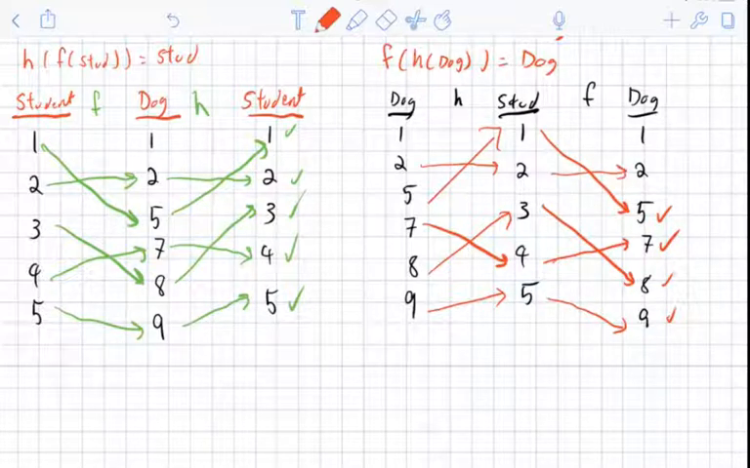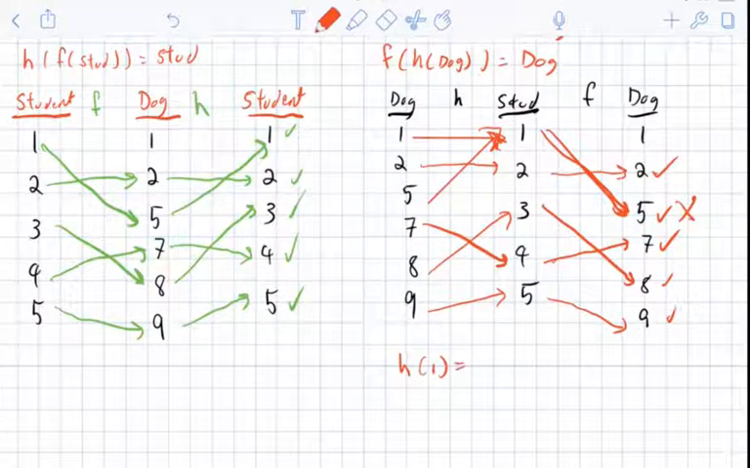Oh, wow, it's looking pretty good. Dog number 1 goes to student number 1. And student number 1 goes to 5. What just happened? H of 1 is equal to 1. Put that in our F function, and we get back 5. This and this aren't the same.